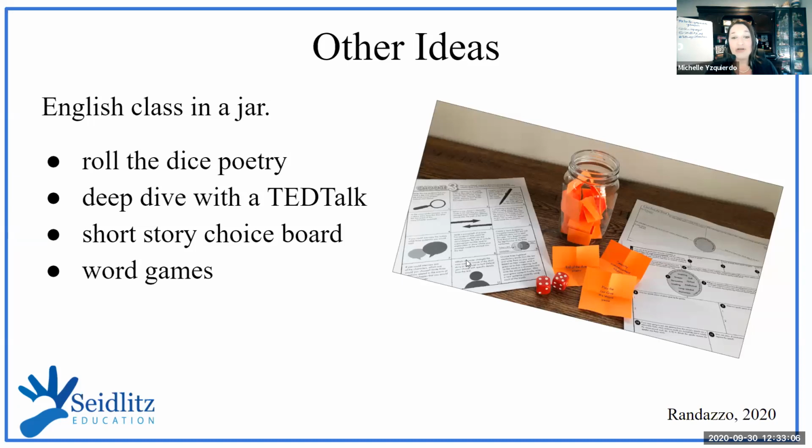It's a choice board, and you can make it fun by cutting them up and putting them in a jar, but sometimes kids will just want to pick them off this sheet here. Some of the activities she has in this are roll a dice poetry, where you roll a dice, and depending on what number you get is the number of lines your poem has and the number of words per line.